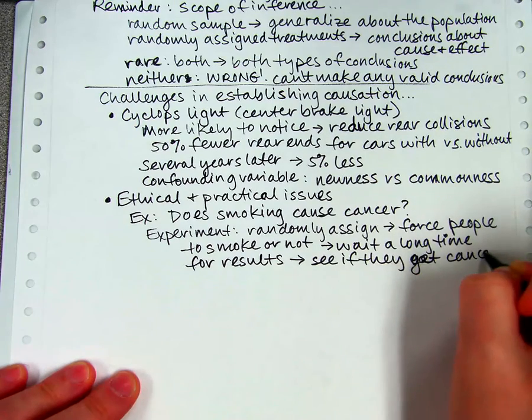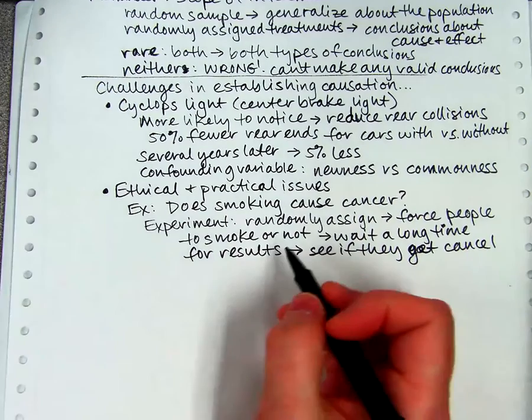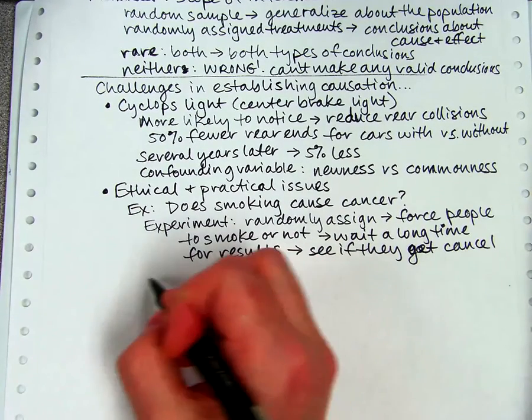So first of all, it'd be hard to find people to volunteer. Second of all, even if you could find people that would volunteer, it's not very ethical to give them a treatment that you think is going to kill them. That is not a good idea. And most governments would make it illegal to do that. In fact, they do. So it's not ethical and it's not legal to do this.